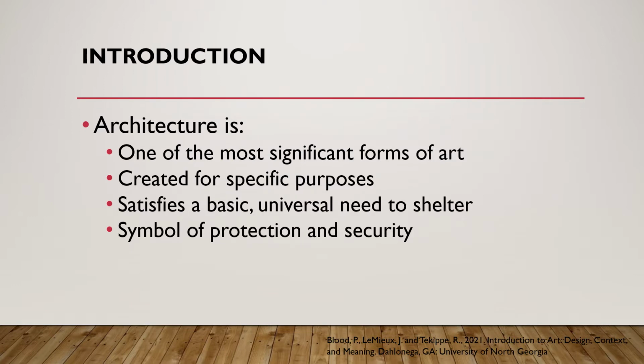Architecture satisfies a basic universal need for shelter, but it's more than that. Architecture is a symbol of protection and security. It's also created for specific purposes. The earliest buildings were built to provide shelter only. Sometimes these buildings would serve the needs of many families or groups that gathered together. And then as the community's needs expanded, buildings were designed for more specific purposes like government, schools, markets, and churches.